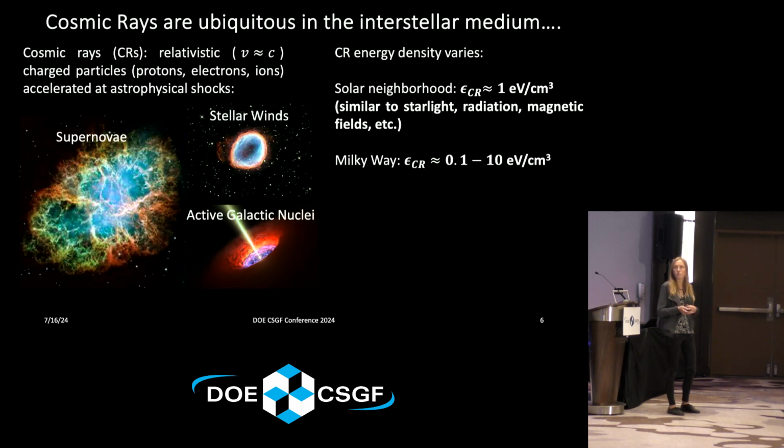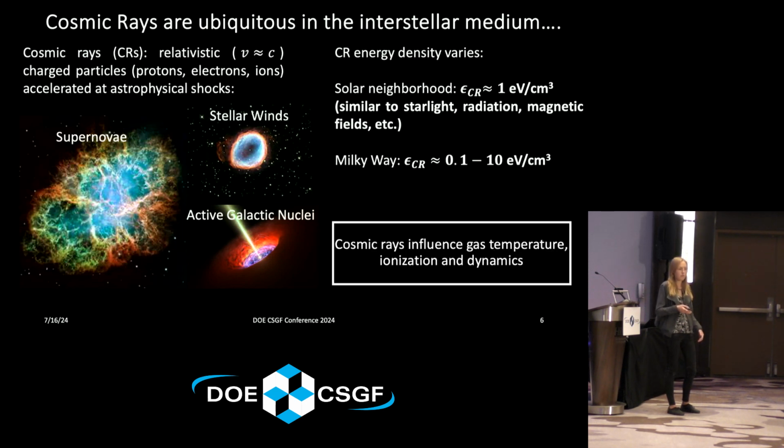But we know that the cosmic ray energy density varies throughout the Milky Way, both on large scales and small scales. On average, it varies between about 0.1 to 10 electron volts per centimeter cubed, but there are regions with more cosmic rays and less cosmic rays than that. And so cosmic rays have an influence on a number of different things. They influence gas temperatures, ionization, and dynamics.